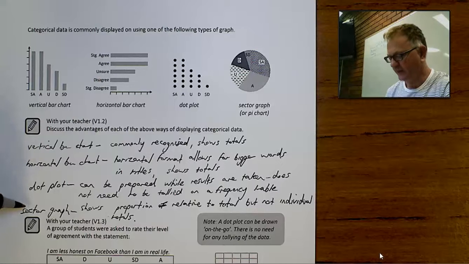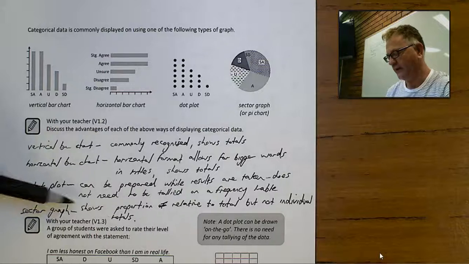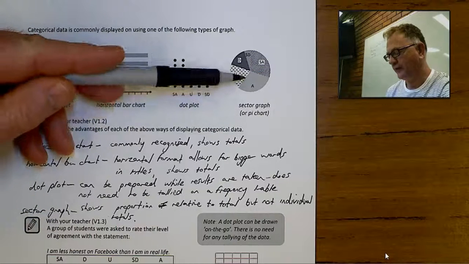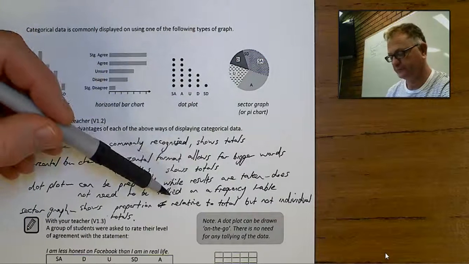And the last one, the sector graph, is also easily recognised. It's a very common form of graph. And it shows the different totals as a proportion of the whole. Now, you don't really get that with any of the others. You can see roughly what percentage of people agreed with the statement.